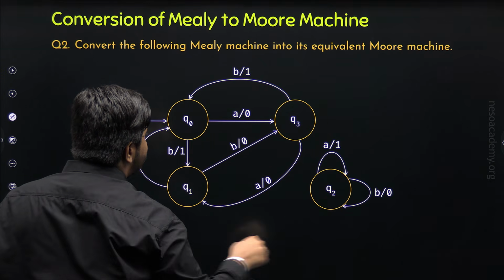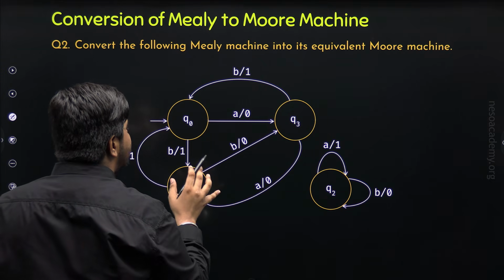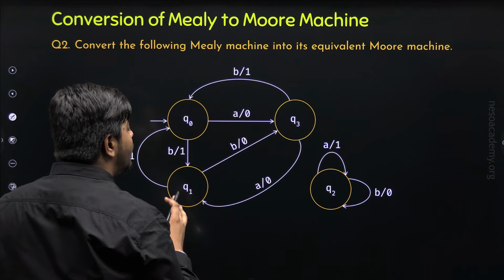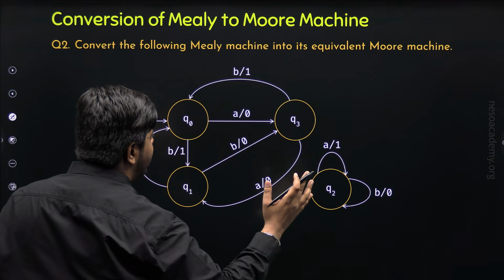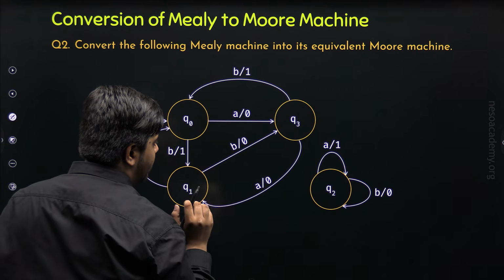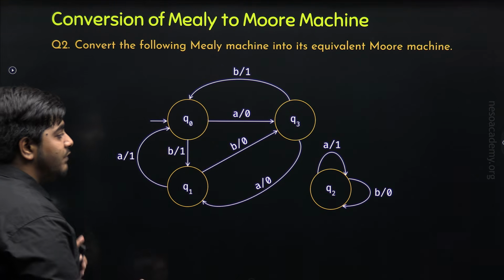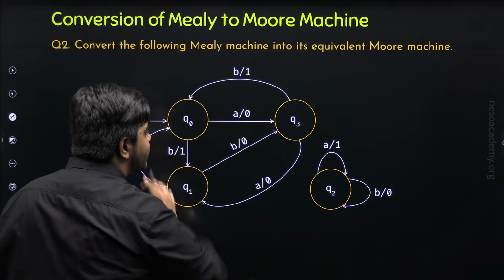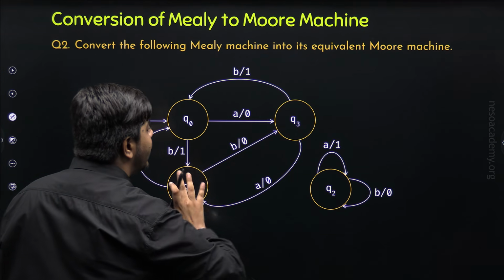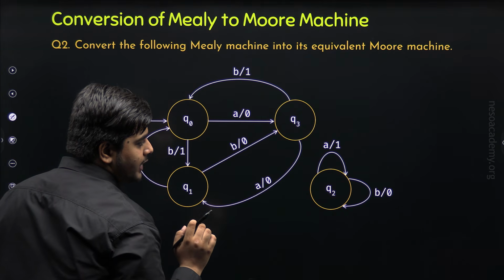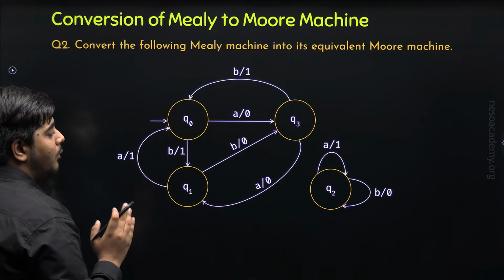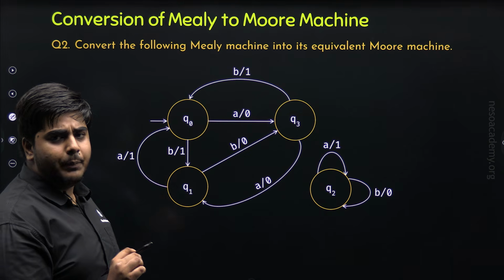Now this is the transition diagram of Mealy machine given to us, and we need to convert it into the transition diagram of Moore machine. But this time we will use a different approach. This time we will not directly convert the transition diagram of Mealy machine into the transition diagram of Moore machine. We will solve this problem using the transition table approach.